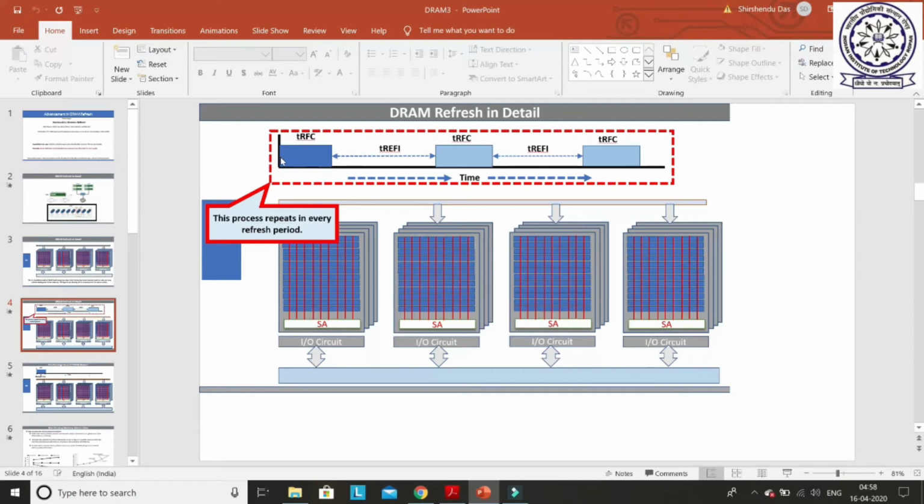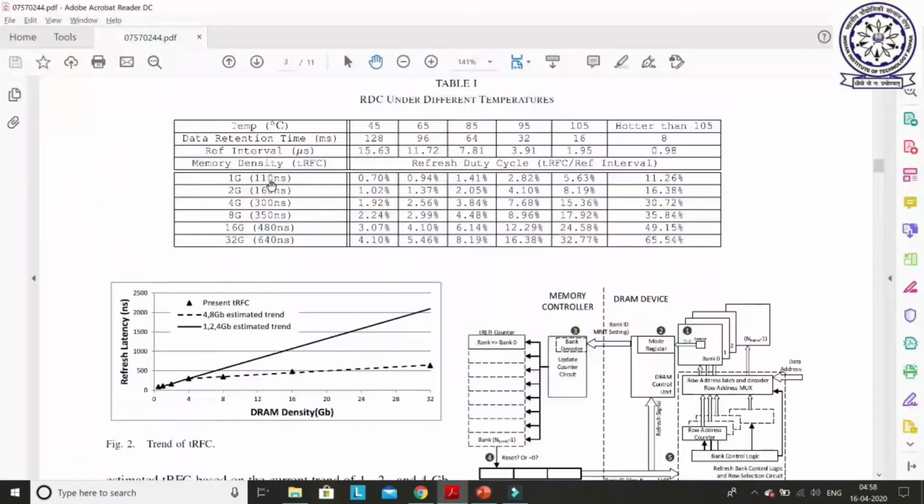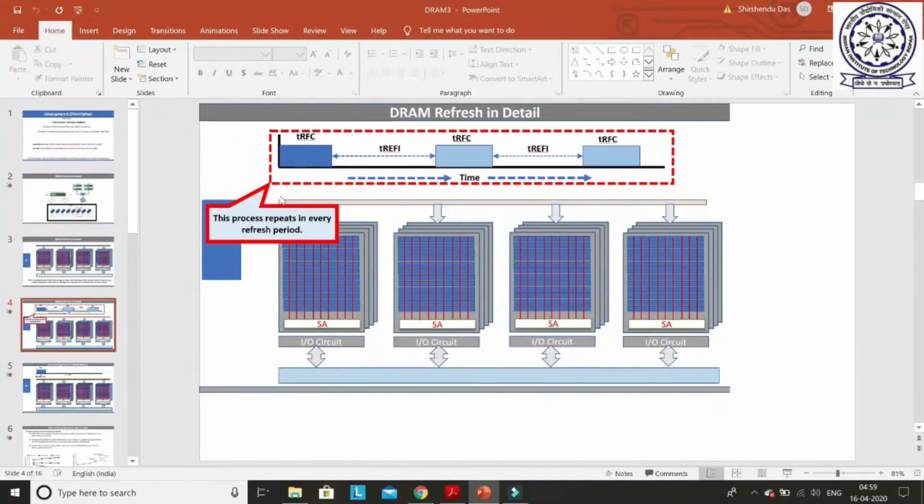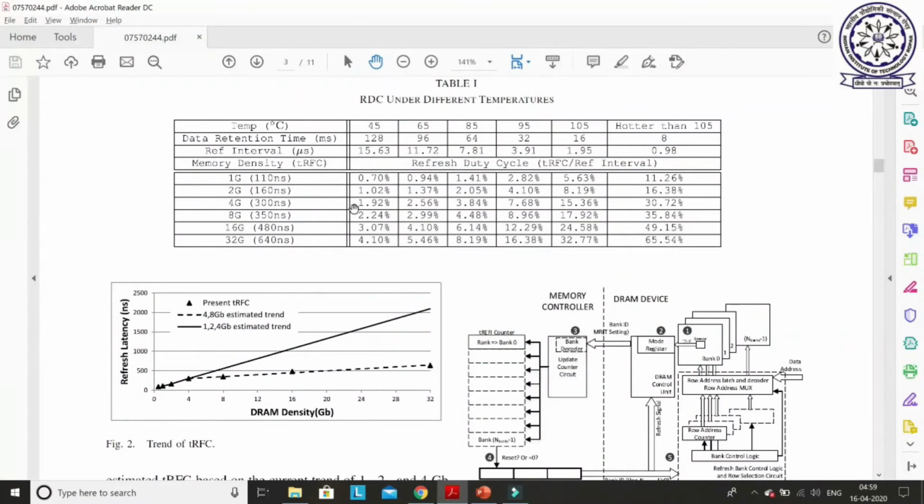You can see that if this is the refresh interval time from here to here, then this is the time where this bank or rank was blocked for refresh. For example, suppose the density is 32 GB, then the TRFC time is 640 nanosecond. What is TRFC? This is TRFC. But you can see that at 45 degree temperature, the refresh duty cycle is this RFC divided by refresh interval.